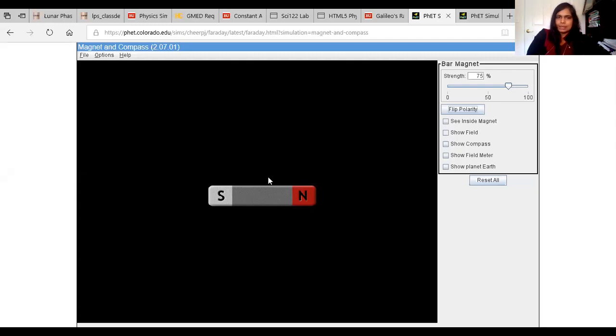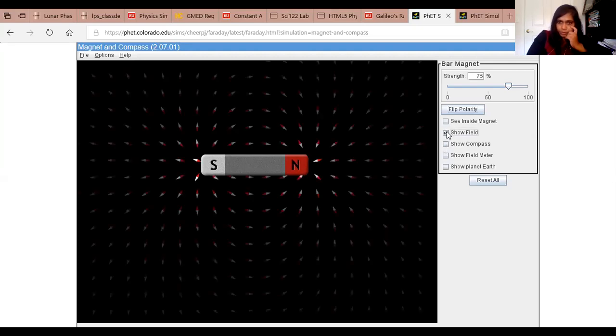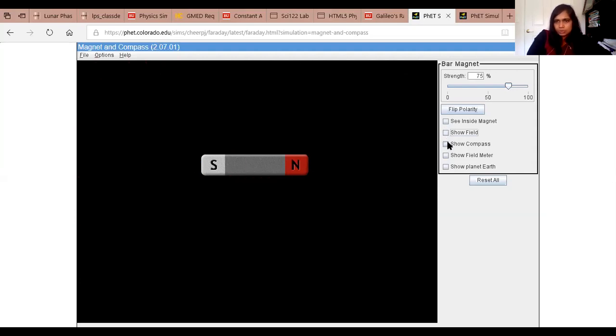So let's say this is a magnet. You see clearly that there's a North Pole and a South Pole. So there should be magnetic field lines going around this, right? It should be starting from north to south. So what I'm going to do is put some compasses here. Or let's say show field. Okay. No, let's use a compass.